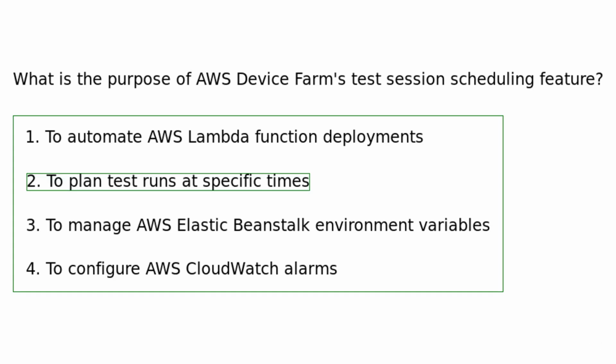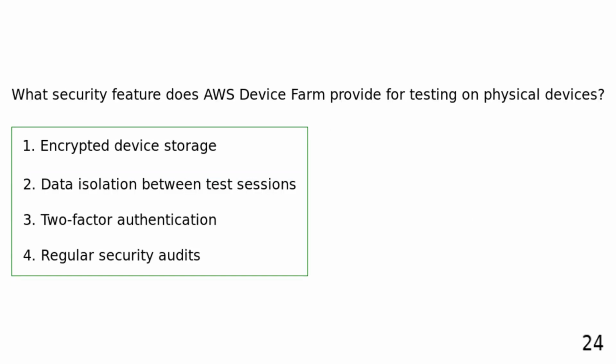AWS Device Farm's test session scheduling feature allows developers to plan test runs at specific times, enabling efficient resource allocation and scheduling of testing activities. What security feature does AWS Device Farm provide for testing on physical devices?